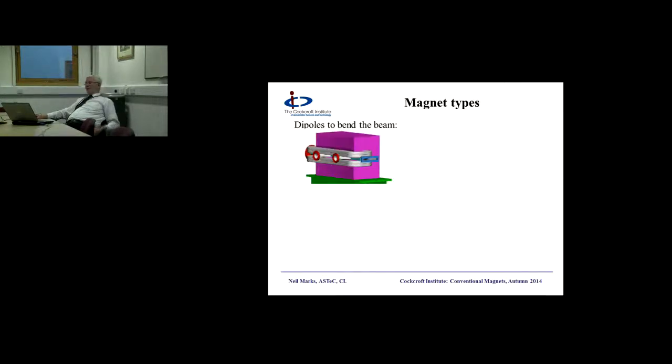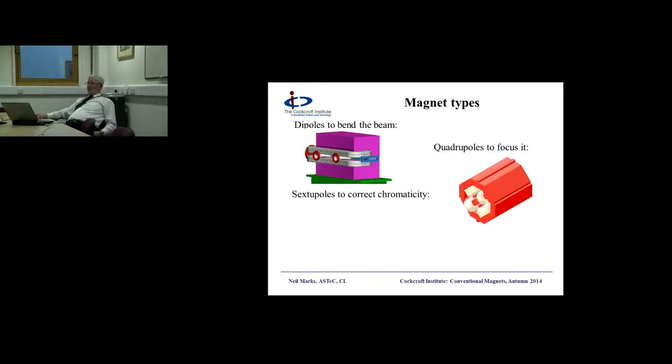Magnet types. Now you've already had the lattice lectures, so you're aware that dipoles are needed to bend the beam in a circular accelerator. Quadrupoles focus the beam, and sextupoles correct chromaticity. And it may well be that in some cases you've not yet covered chromaticity, but that is the variation of focus with the momentum of the particles. And we'll perhaps say a little bit more about that when we actually start looking at the sextupoles in detail.